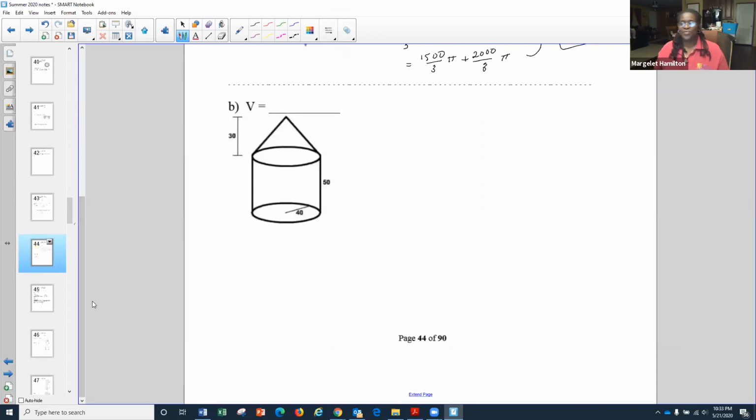Our last one for our lesson. Here they give us a cylinder, you see it? And it has a cone on top. They want us to find the volume. So volume equals, here's my structure.